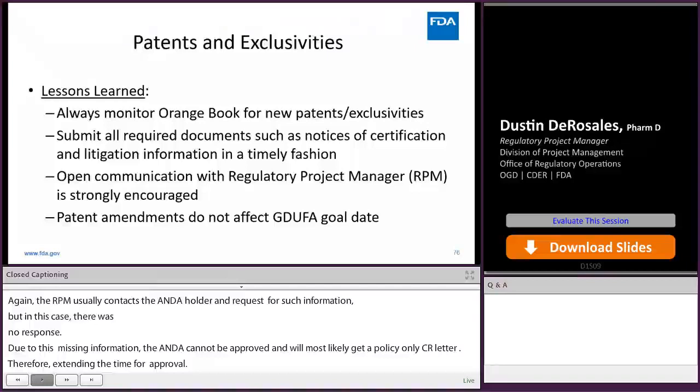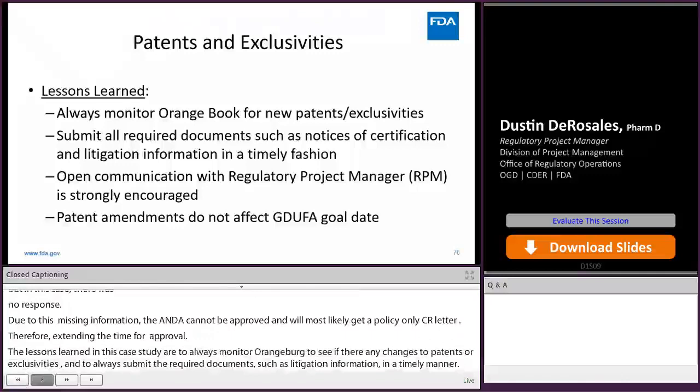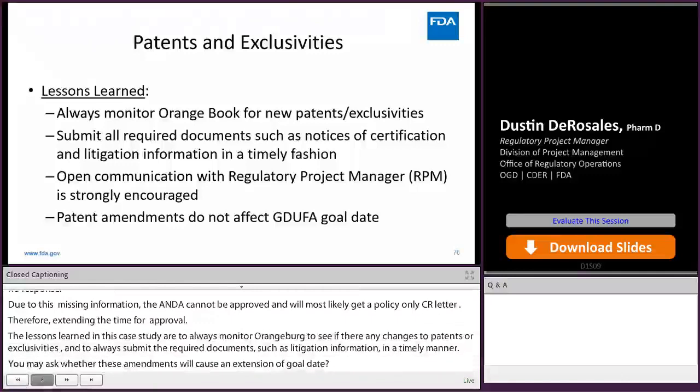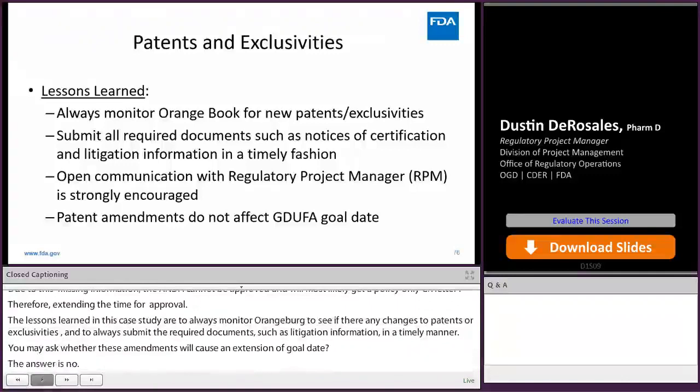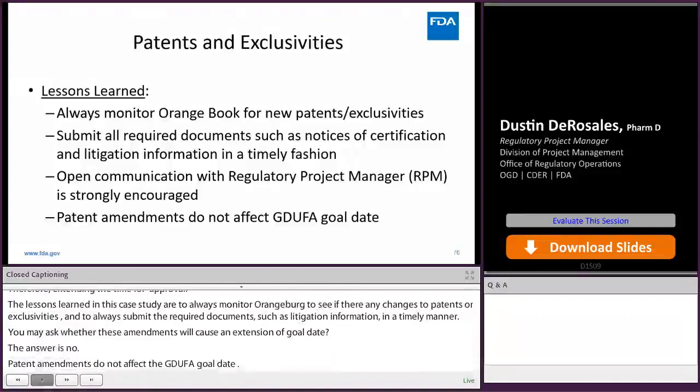Now you may ask whether these amendments will cause an extension of goal dates. The answer is no. Patent amendments do not affect the GDUFA goal date. Also, had there been communication between the RPM and the ANDA holder, the application might have been approved.